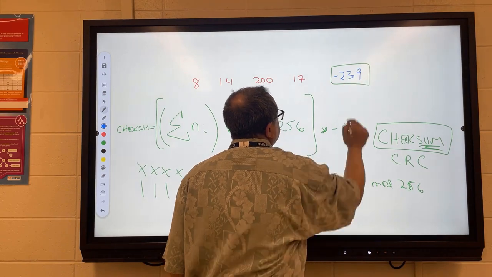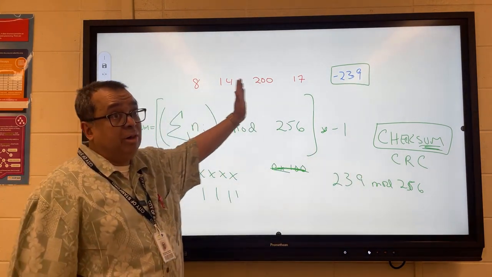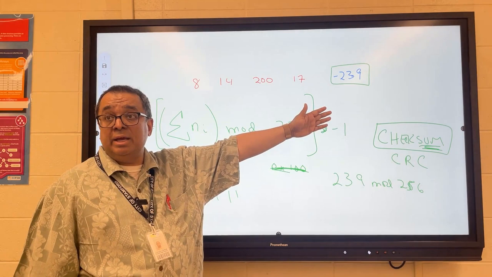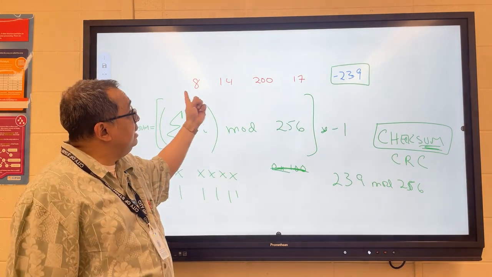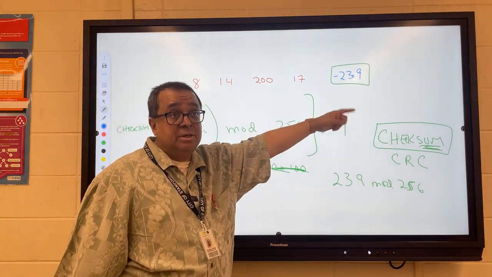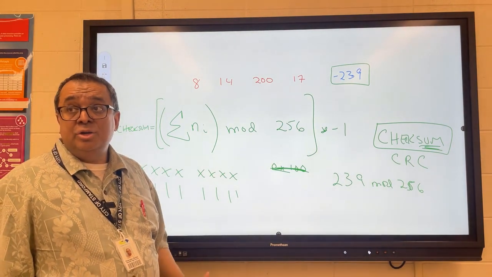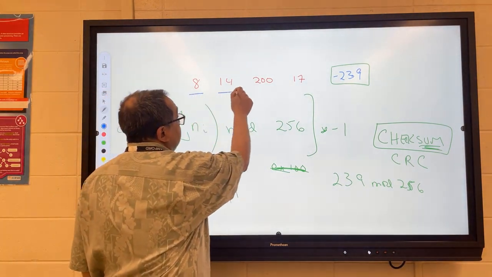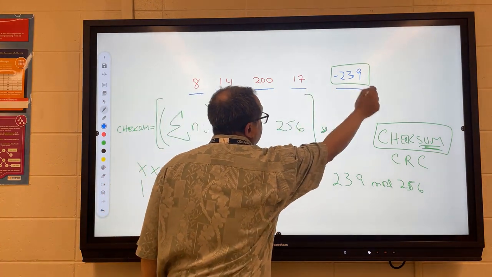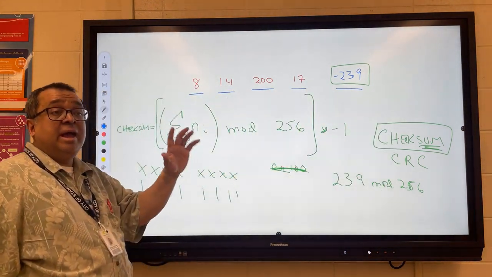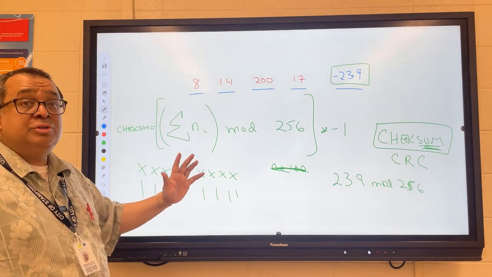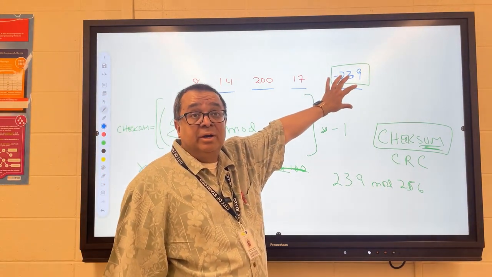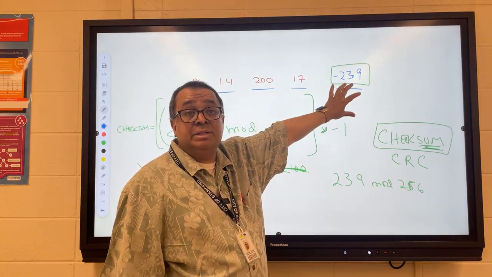Now look what happens when I add up all the numbers. Do you see that I get a zero? Look, I add this and this and this and this and this, I get a zero. So now when I transmit the bits, I transmit this, this, this, and this, and I transmit this at the end, and the far end knows that this last part here is just a checksum. It knows it's not part of the payload.